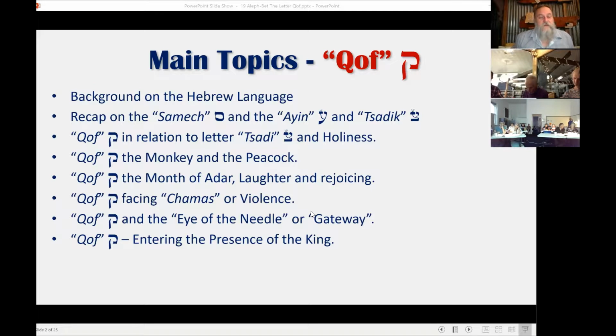And then the ancient Goof in Aramaic means the eye of the needle. And that relates to a gateway or an entry point as defined in scripture. And then Goof in relation to the month of Adar, in relation to the feast of Purim. It's all about Esther entering before the king. So there's a theme relating to the letter Goof and entering into the presence of the king. And that's also the connection to holiness. That's a prerequisite for that to happen.